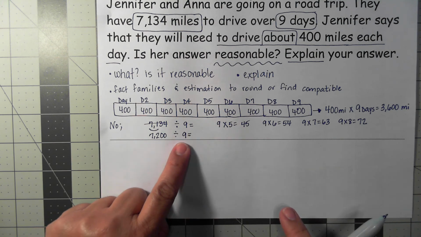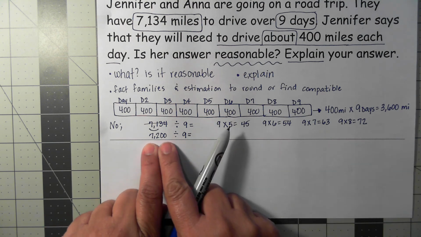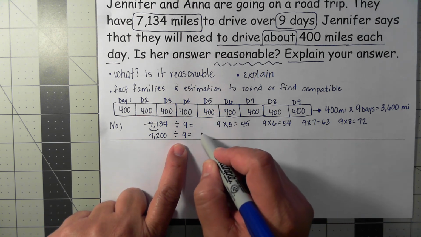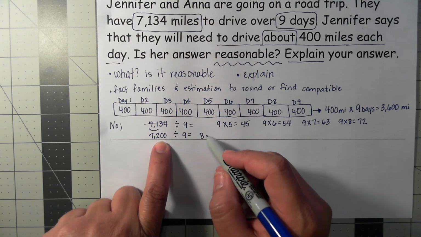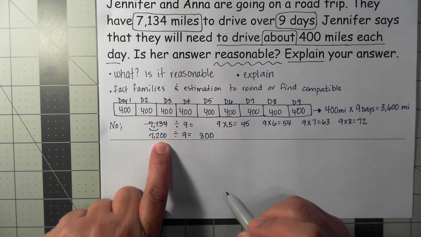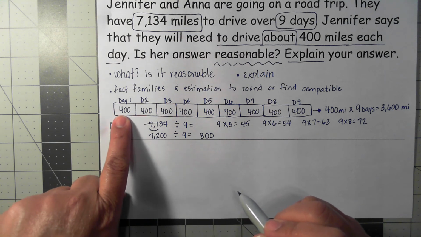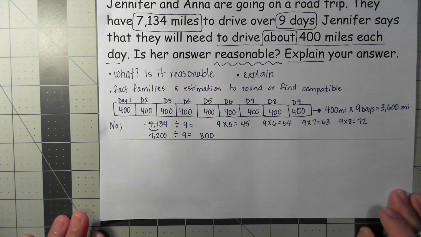Well, using fact families, I recall that 9 times 8 is 72. So this number divided by 9 must be the 8. But watch out, it's going to have to contain 2 multiples of 10, or 800. So not only is Jennifer incorrect, we're going to have to drive double 400 if we want to get there on time.